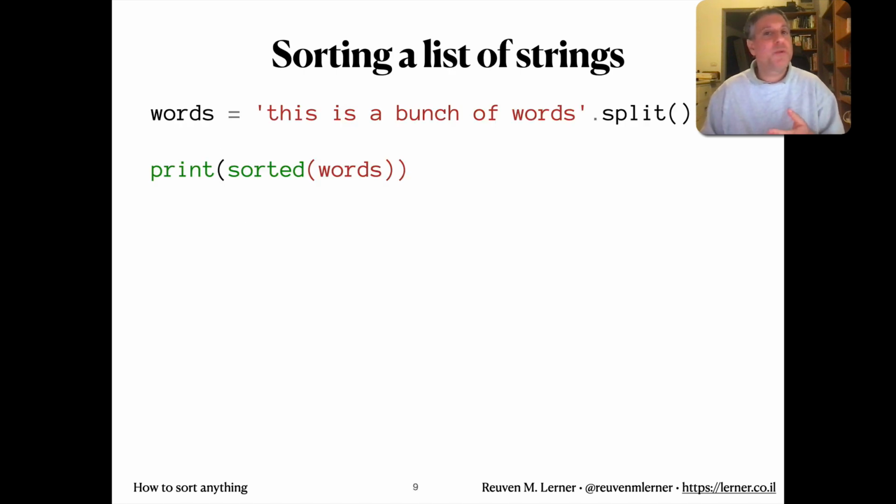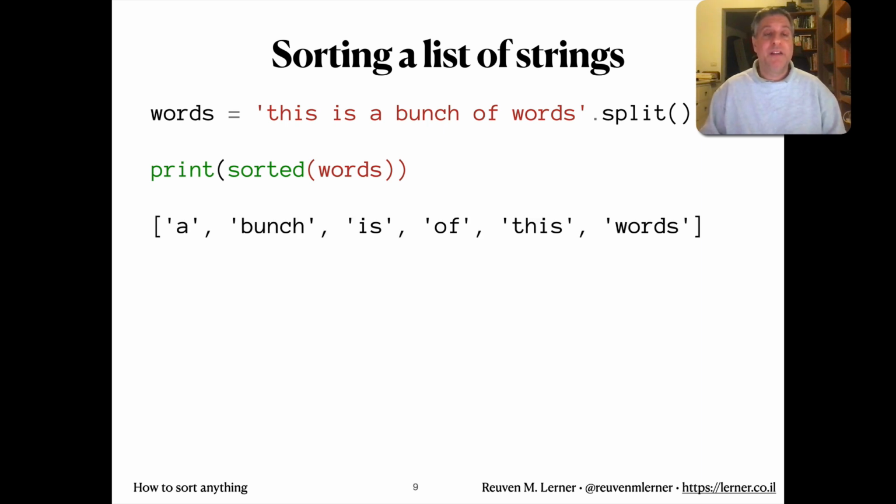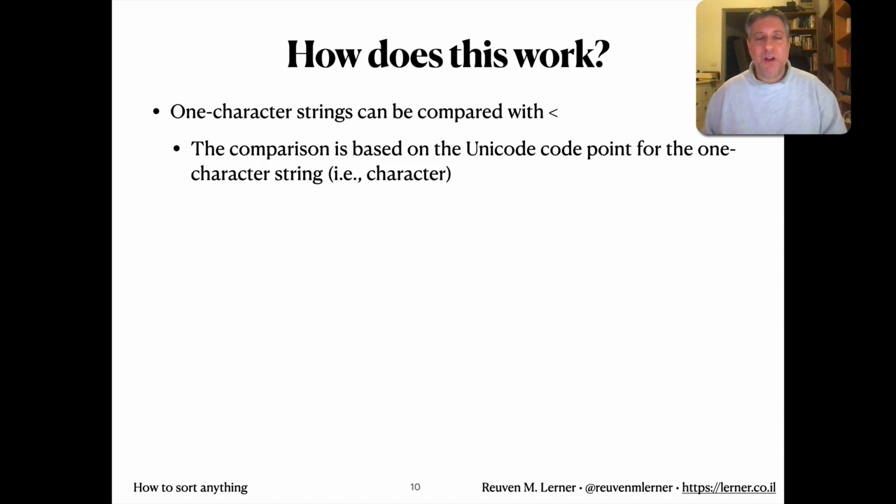So what if I want to sort a list of strings though? Here, words equals, and I'm going to set up a list of strings using split: "this is a bunch of words". And if I print the sorted of this, sure enough, I get a list back: a, bunch, is, of, this, words. Now, how does this work? Well, think of it this way. One-character strings can be compared with less than, right? It's checking the Unicode code point for this one character.